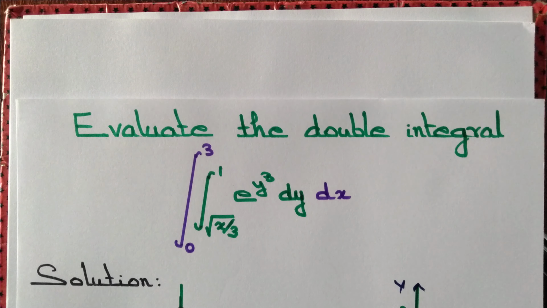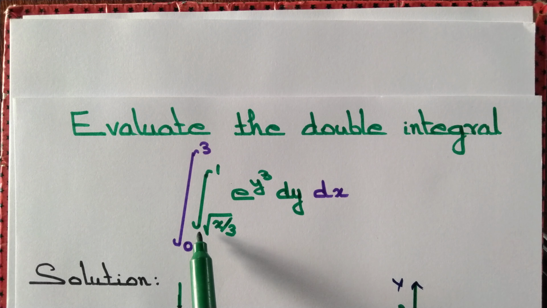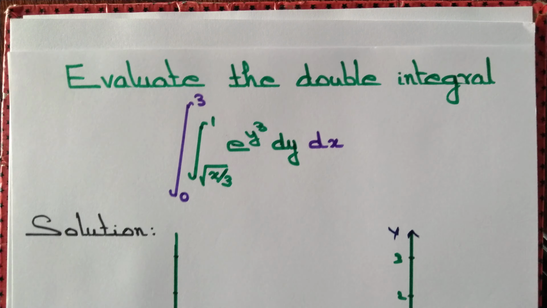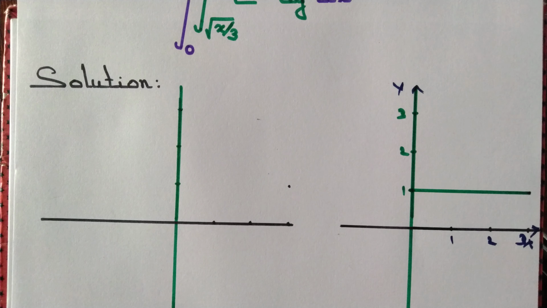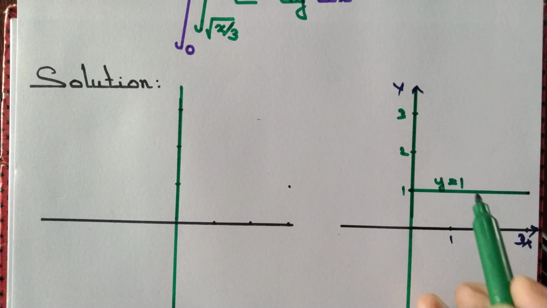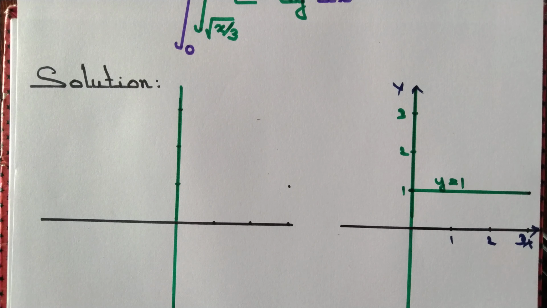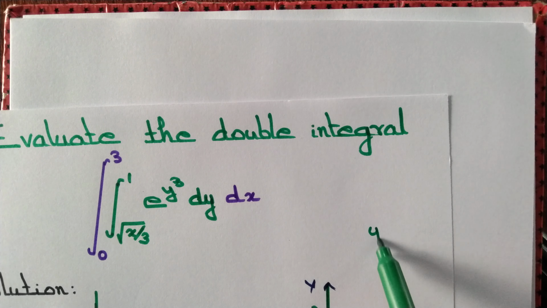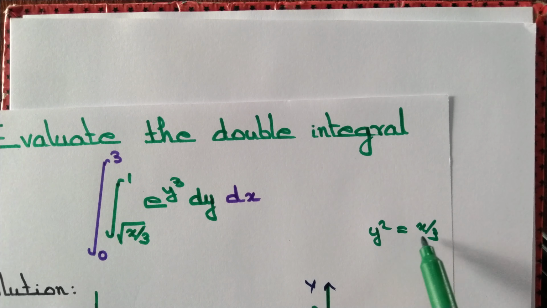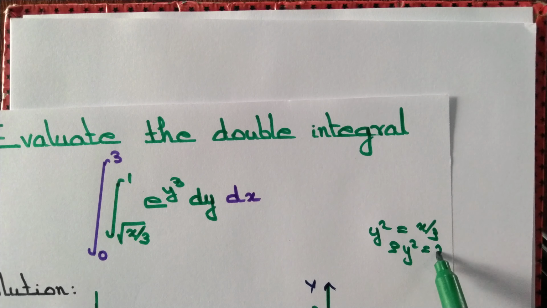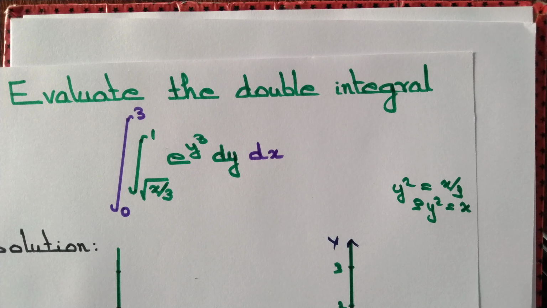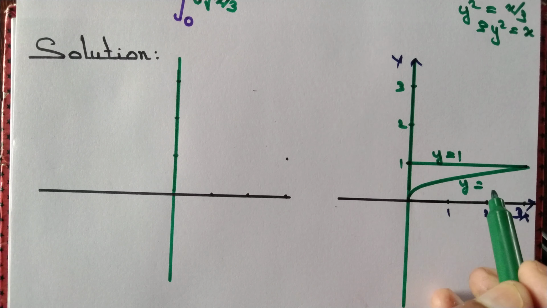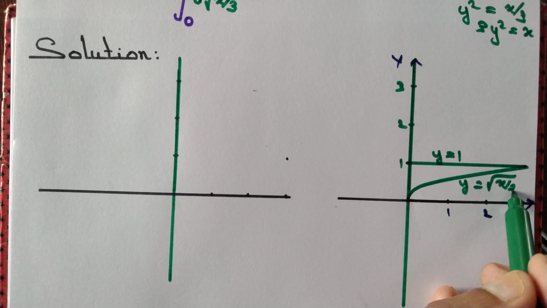Now we want the curves y equal to 1 and y equal to square root of x by 3. Y equal to 1 is a straight line parallel to the x-axis. What about y equal to square root of x by 3? That's the same as saying y square equal to x by 3, or 3y square equal to x. We know that's a parabola symmetric about the x-axis. So we draw the curve y equal to square root of x by 3.